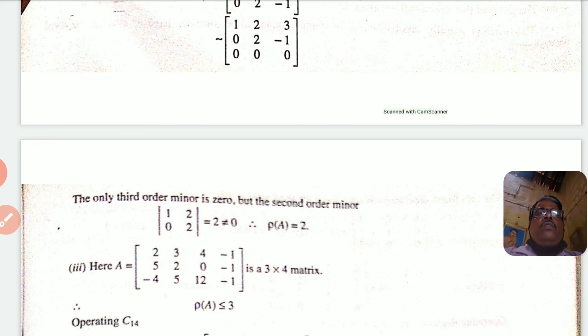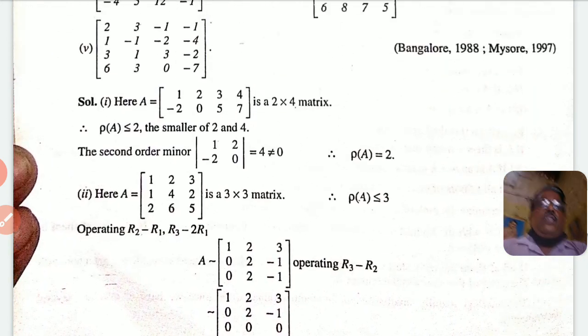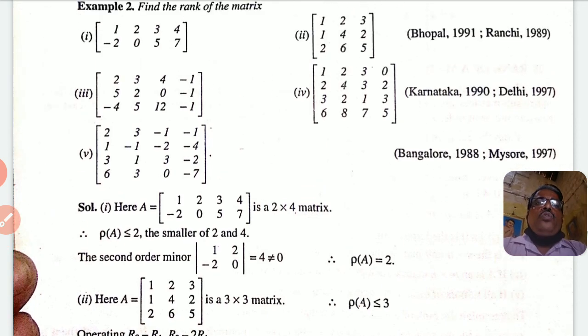That we will see in the next class. So just understand how to find the rank of a matrix by the inspection method, by finding the square submatrices of different orders and checking the determinants of those matrices. We will see the rest in the next class.